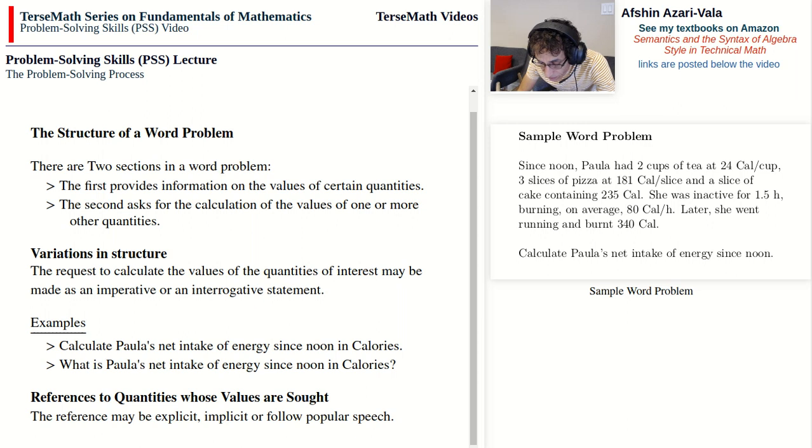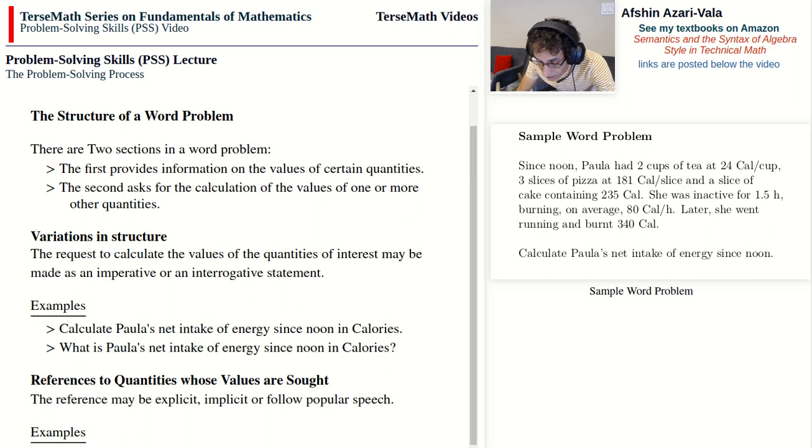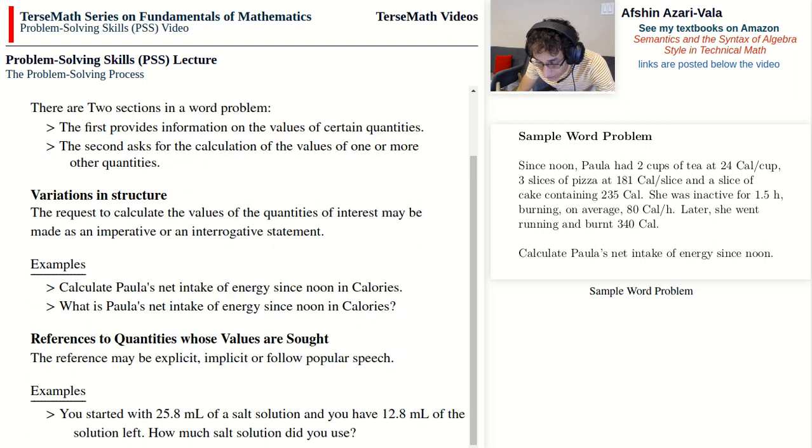The reference may be explicit, like in this sample word problem on the side. It says calculate Paula's net intake of energy since noon. So we are very, very clear about what it is that we want you to find. It could, however, be the case that this reference is made in a manner that's implicit. So here we have: you started with 25.8 milliliters of a salt solution, and you have 12.8 milliliters of the solution left. How much salt solution did you use?